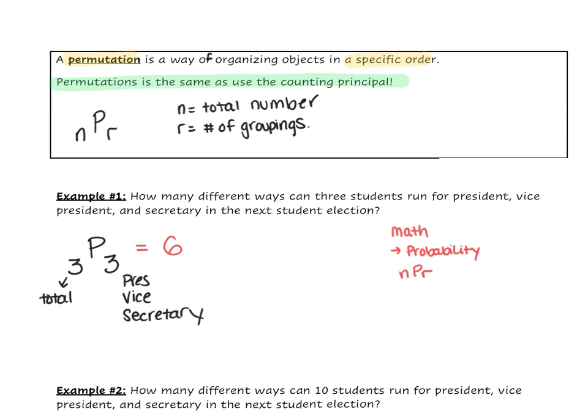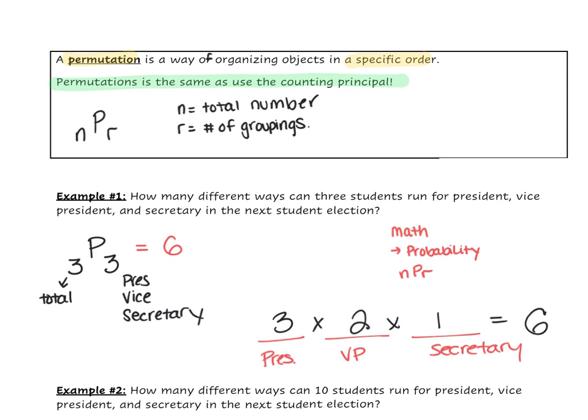Now, we could also use the counting principle. President, VP, and secretary. So how many students do I have available to run for president? 3. So we would put 3 here. Then if one person is already taken as a president, I only have two people that could be my vice president. And then once I select a president and a vice president, I only have one person left over for my secretary. So therefore, that answer multiplies to 6. So this concept of 3P3 is actually the same thing as 3 times 2 times 1, or this counting principle.